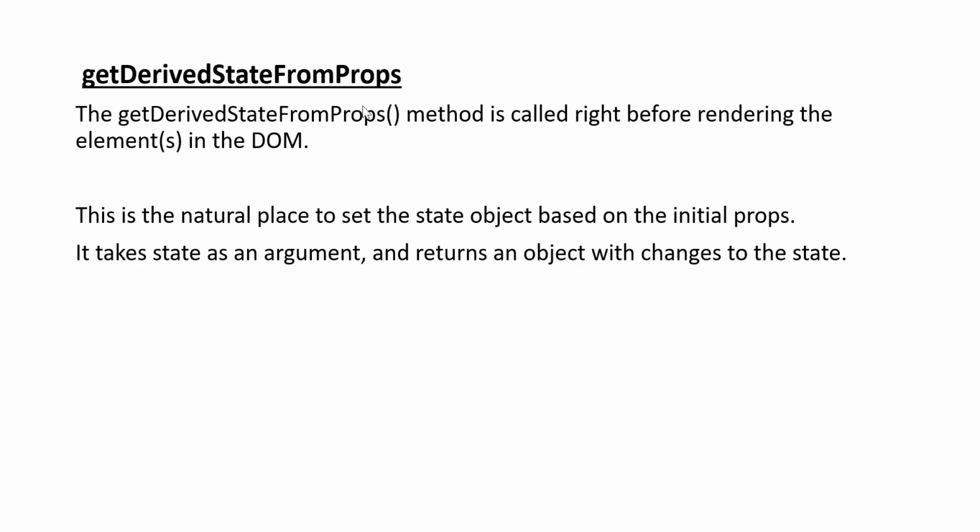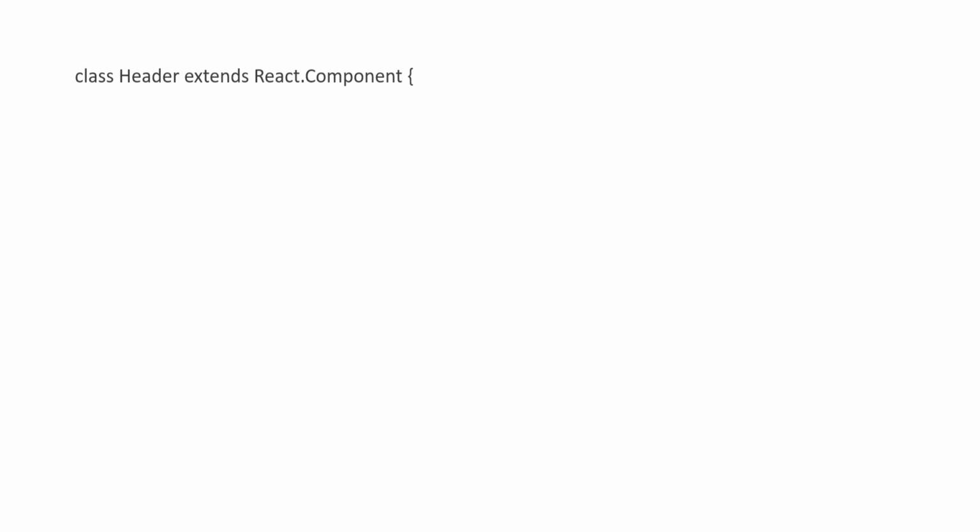getDerivedStateFromProps. This method exists for rare use cases where the state depends on changes in props over time. This method doesn't have access to the component instance. Here is an example of the static getDerivedStateFromProps method.